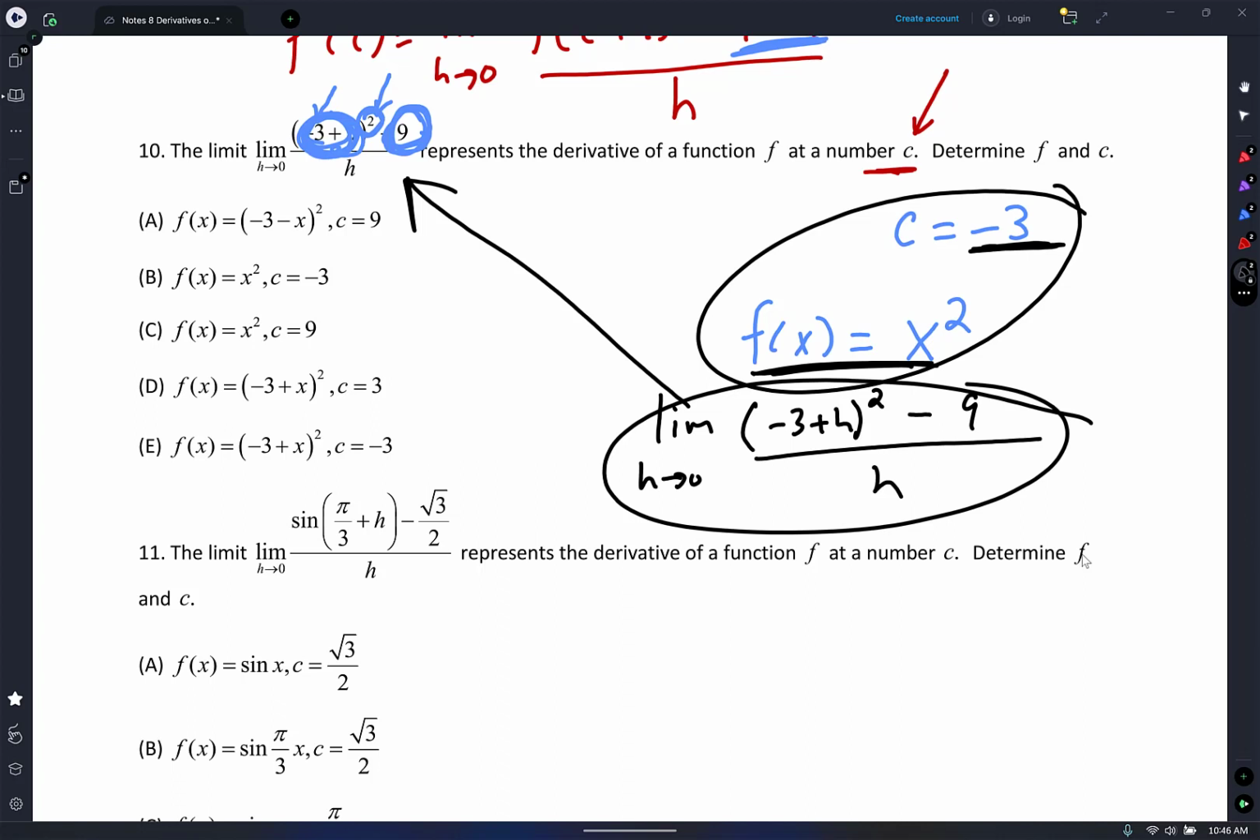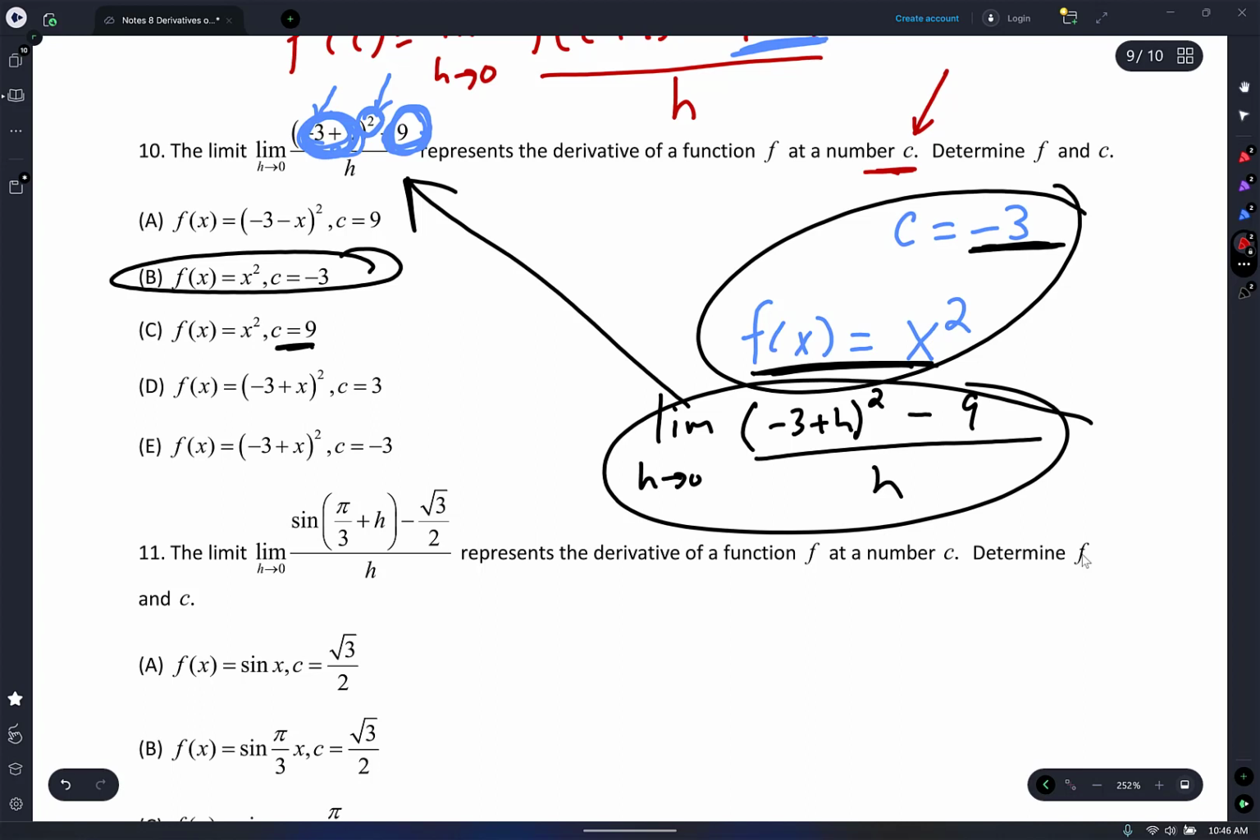So now let's look. What's the answer? A, B, C, D, or E? No, not C, because the C is 9. B. Oh, it is a safe space, miss. Oh, you're on the next one?